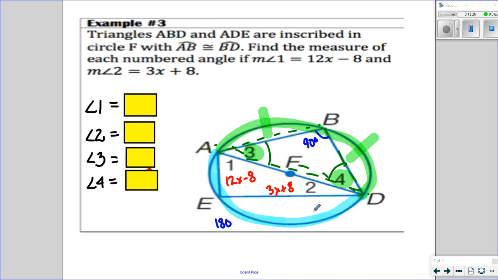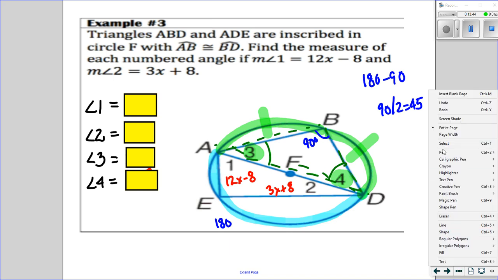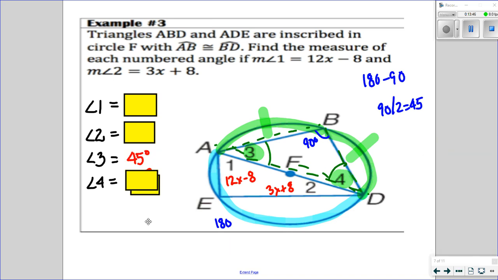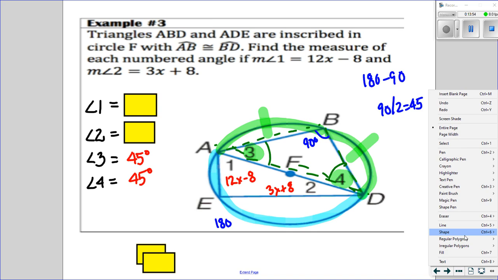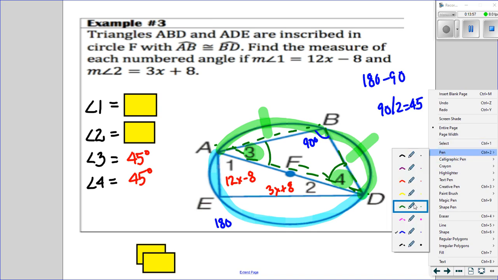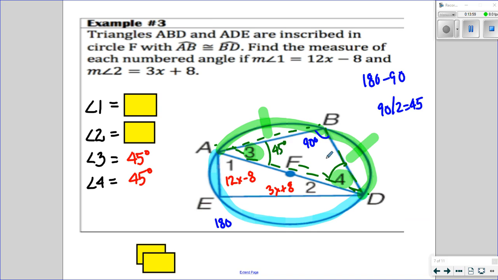Okay, so in that triangle ABD, we know we have 90, so we know the triangle is 180. If we subtract that, we get 90, but we know that angle 3 and 4 are equal, so that means we divide by 2, and then both 3 and 4 will be 45, and I'll unveil that. 45 degrees for both of them. So I'll write that. Put that in green. 45 and 45. All right, so we got that.